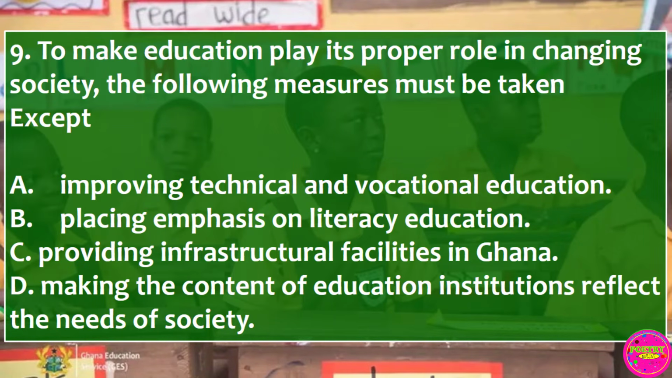Question 9. To make education play its proper role in changing society, the following measures must be taken, except A. Improving technical and vocational education, B. Placing emphasis on literary education, C. Providing infrastructural facilities in Ghana, D. Making the content of education institutions reflect the needs of society. The correct answer to this question is C. Providing infrastructure facilities in Ghana.